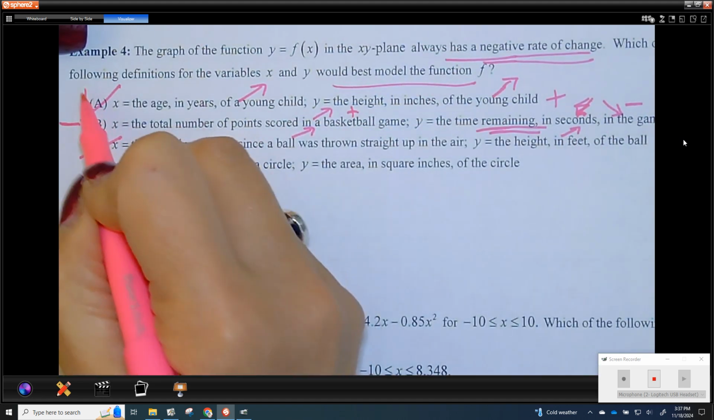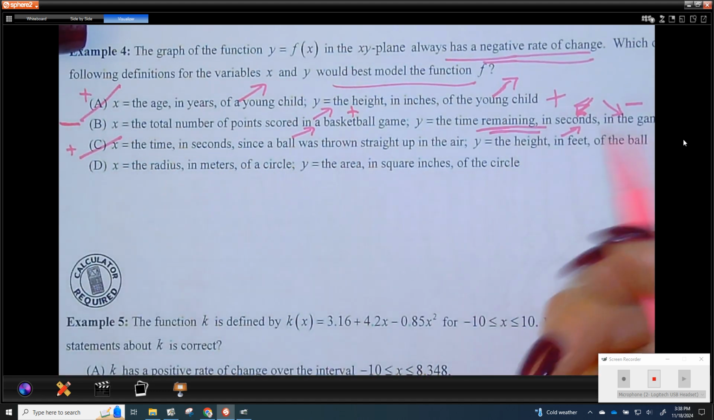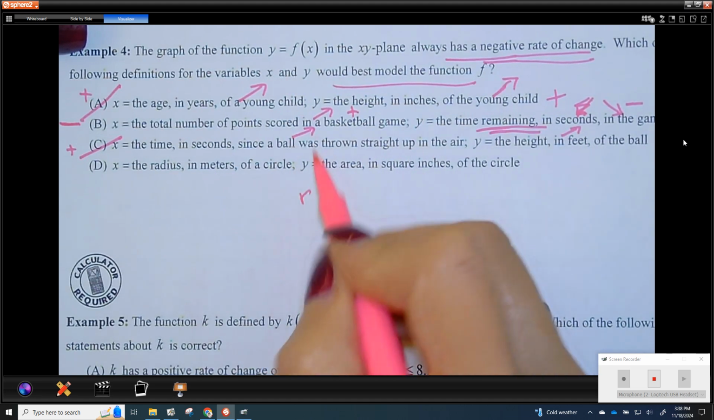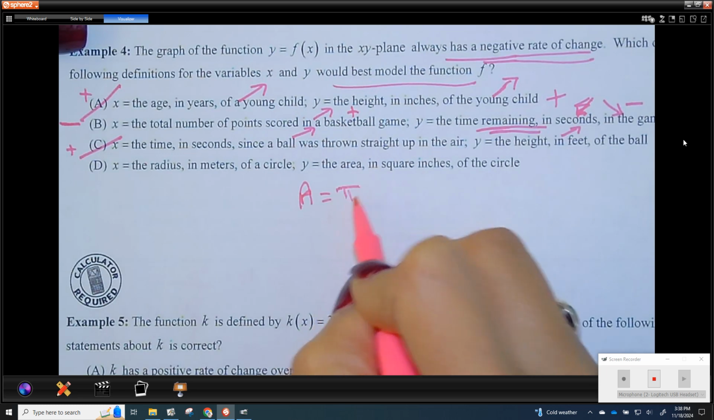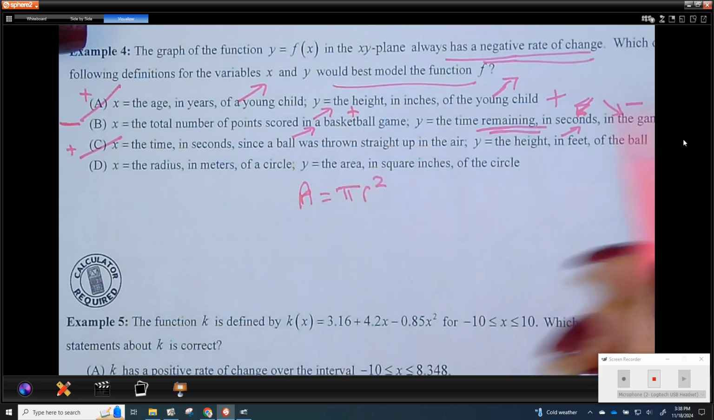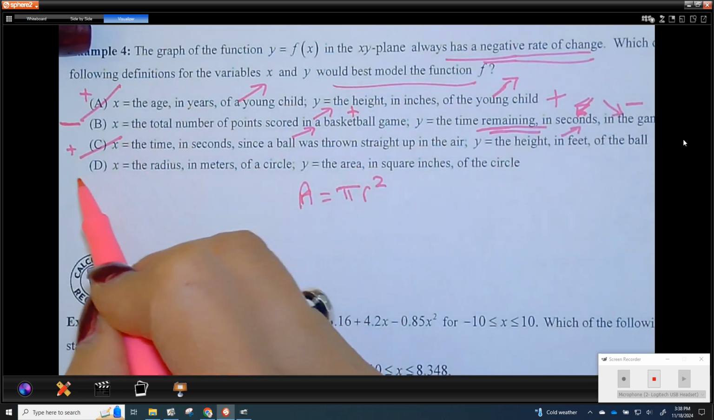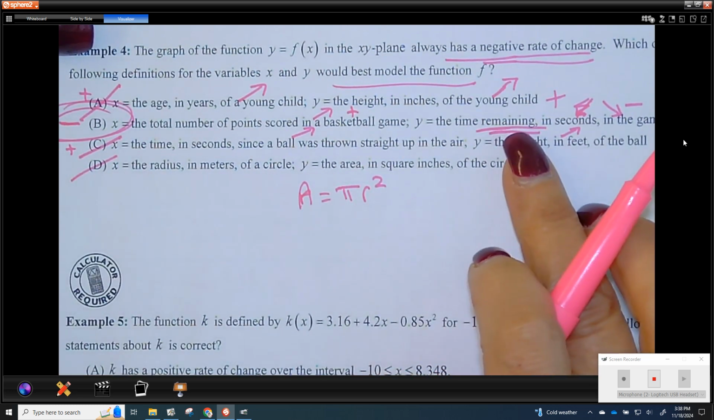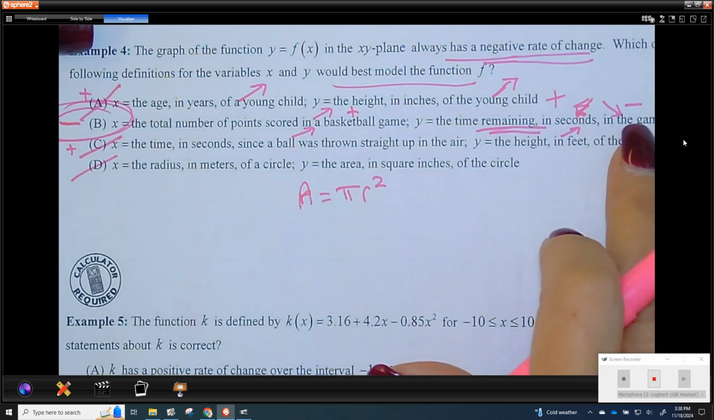So these are positive. The radius in meters of a circle and the area. Well, that one's a little different because the area is pi r squared, which is not positive or negative. Well, I guess the r squared is positive, but it is not. So the answer is B, time remaining, because time remaining is going down. That's the negative part, and a positive divided by a negative is a negative.